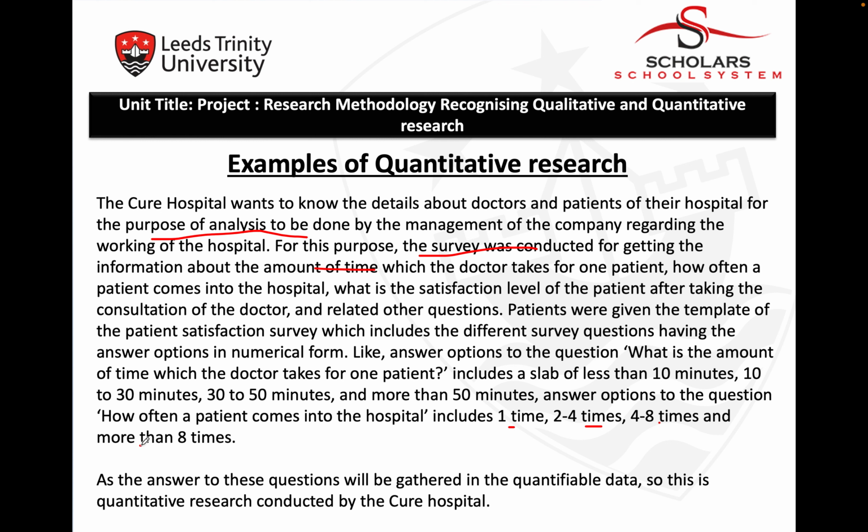So quantitative research has mostly closed-ended questions. And now, because it's all related to numbers, this is an example of quantitative research. Okay, the answers are gathered in quantifiable data. This is a quantitative research. Are we all clear? This is a type of quantitative research.